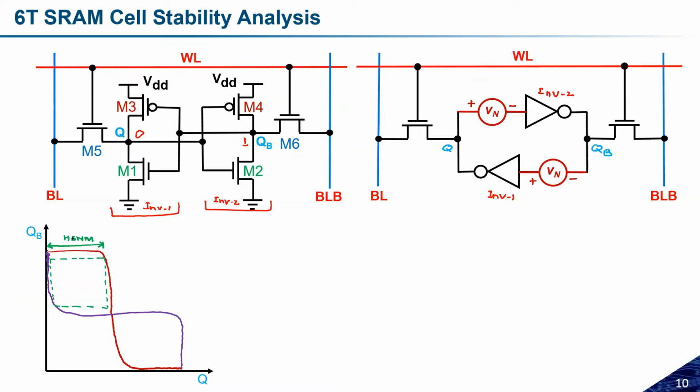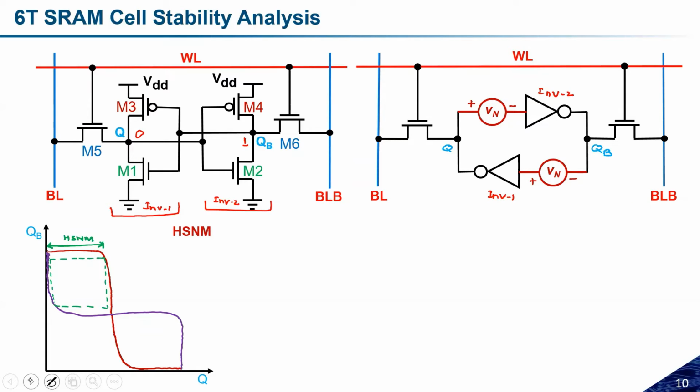Now, because I have already discussed how it can be changed, if the sizing of the transistor is changing, then this curve will shift left and right, and this measure lobe will also change. Accordingly we can do that.